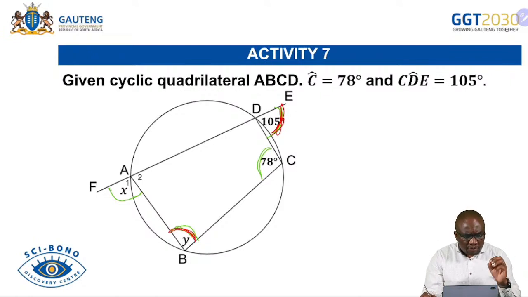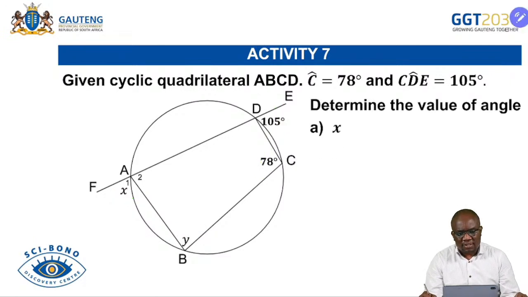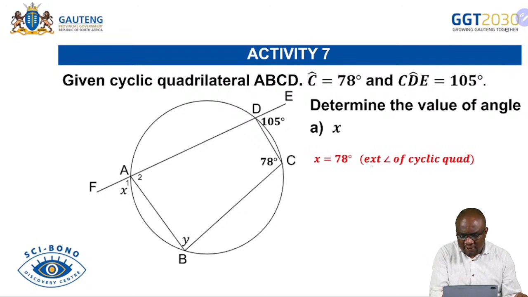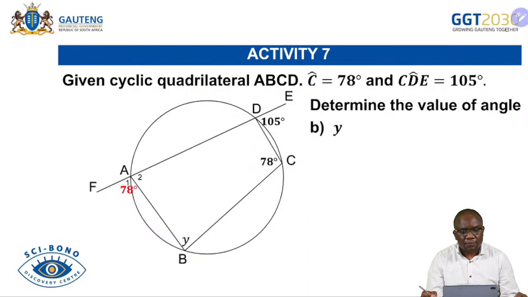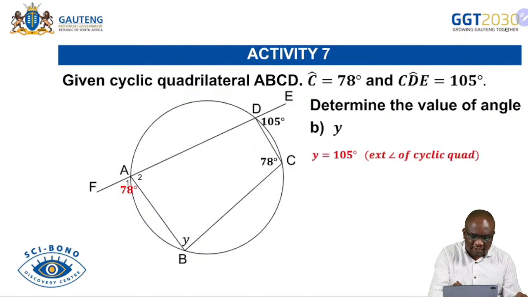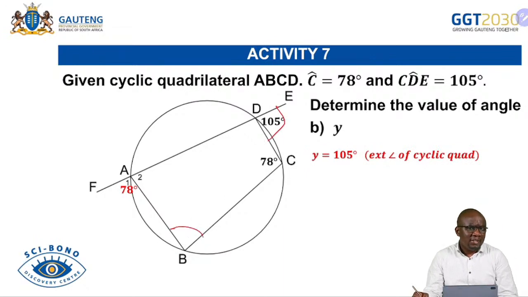Right, now so it means x is equal to 78 degrees, exterior angle of a cyclic quad. This and this. And then what about y? Y is going to be equal to 105 degrees, exterior angle of a cyclic quad. You see that? Done. Did you get those answers? I gave you enough time to answer those, didn't I? We're almost doing the last one, the last activity now. We've done a lot of work today, grade 12s. Let's try the last one.